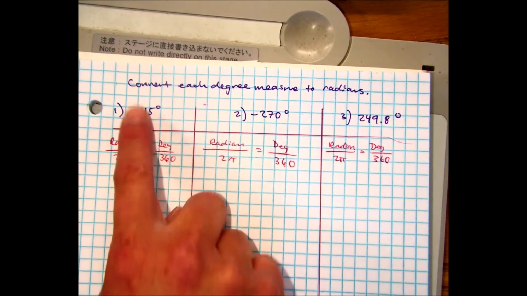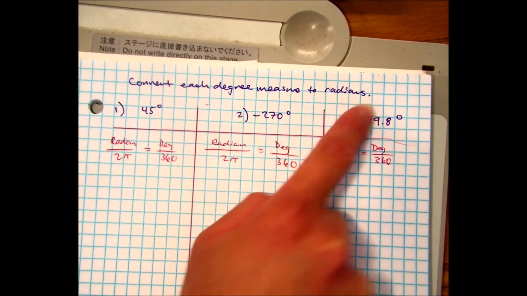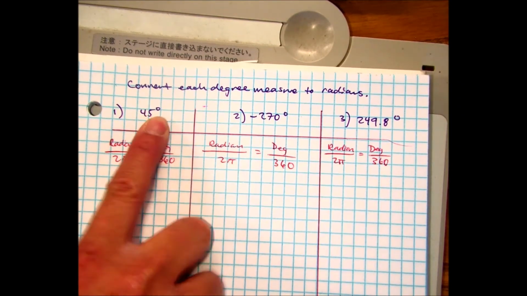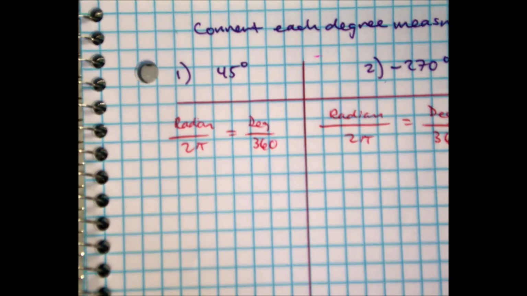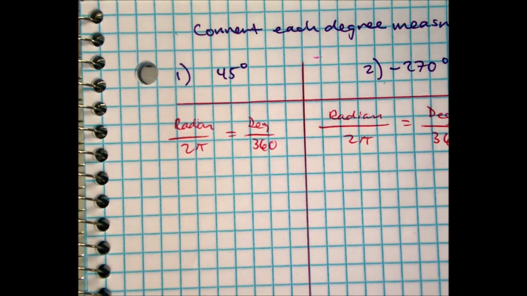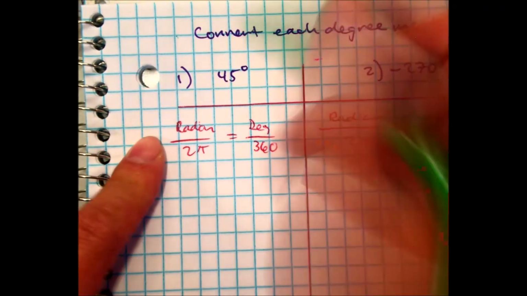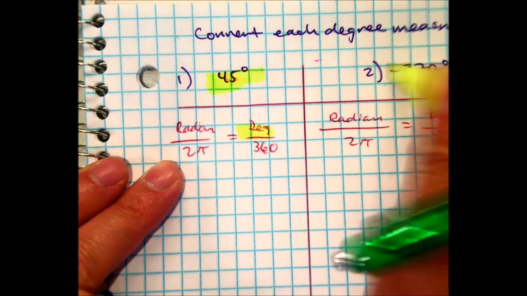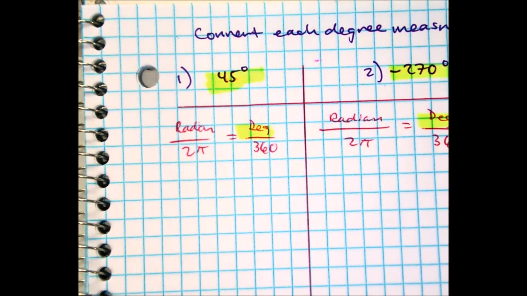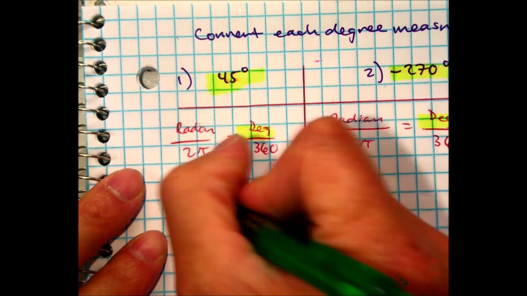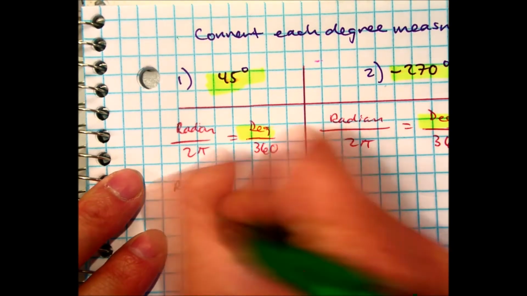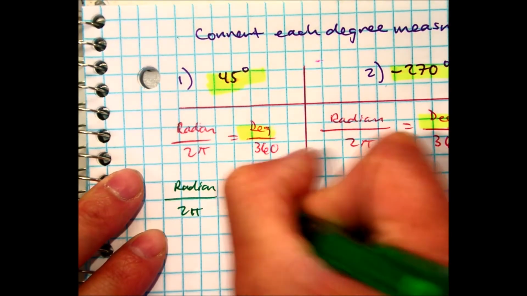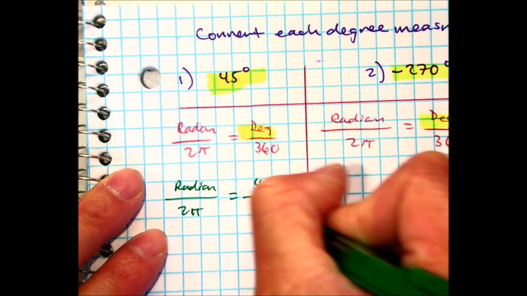Let's go ahead and convert each of these degree measures to radians. I know it's degrees because it has a degree sign, and now I'm going to convert them to radians. Each one of these, I wrote down the awesome proportions. So now, I see that 45 degrees is my degree. So I'm going to do my substitution. Radian over 2 pi equals 45 over 360.